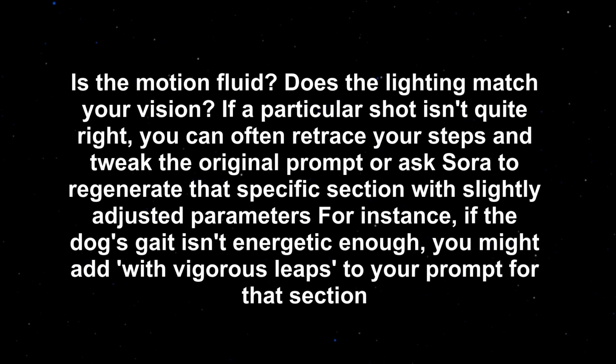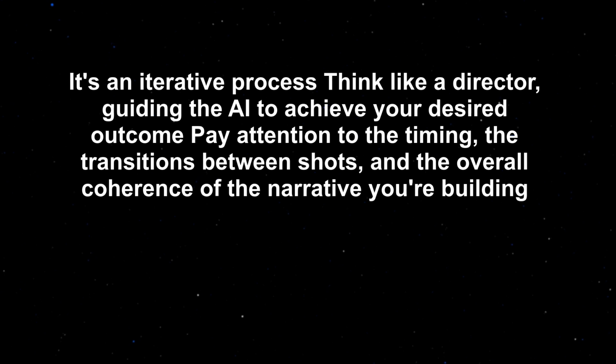If a particular shot isn't quite right, you can often retrace your steps and tweak the original prompt, or ask Sora to regenerate that specific section with slightly adjusted parameters. For instance, if the dog's gait isn't energetic enough, you might add "with vigorous leaps" to your prompt for that section. It's an iterative process. Think like a director, guiding the AI to achieve your desired outcome.